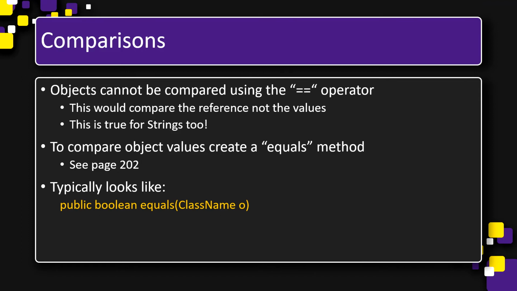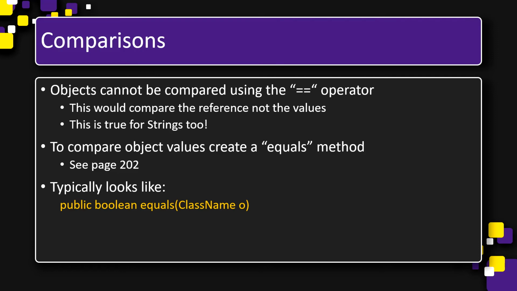All right. So what's important about this equals equals operator, we can't compare objects this way. This is also true for things like strings. You want to make sure you're using a dot equals method when you're comparing your strings. So to compare object values, you need to create an equals method, and you can see a little bit more about what that looks like and why we do that on page 202 of your textbook.